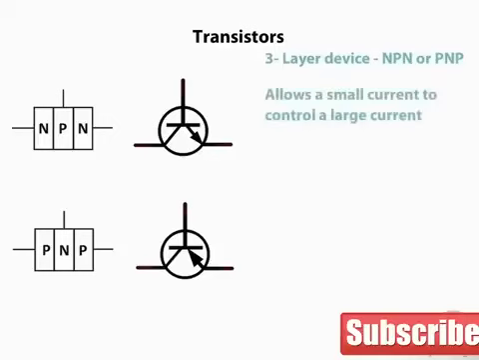Transistors allow a small current to control a larger current. A small fixed or varying current on the gate of the transistor can make it behave as an amplifier or a switch.